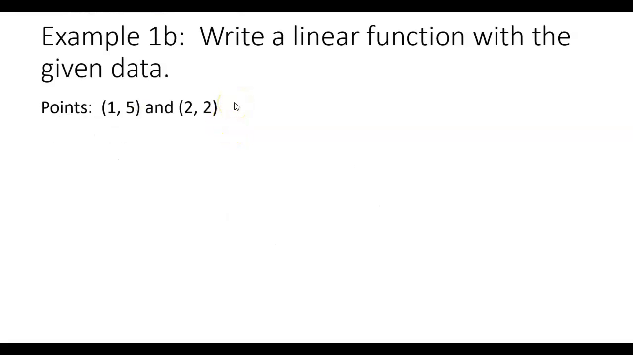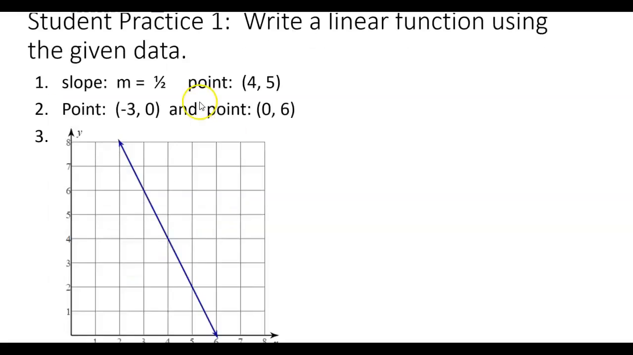Now, for part B, before I do part B, I'm going to have you guys do one. So student practice: go ahead and pause the video here and find the equation of a line that has a slope of m equals 1/2 and a point of (4, 5). Pause the video here, and you'll see the solution when you unpause.